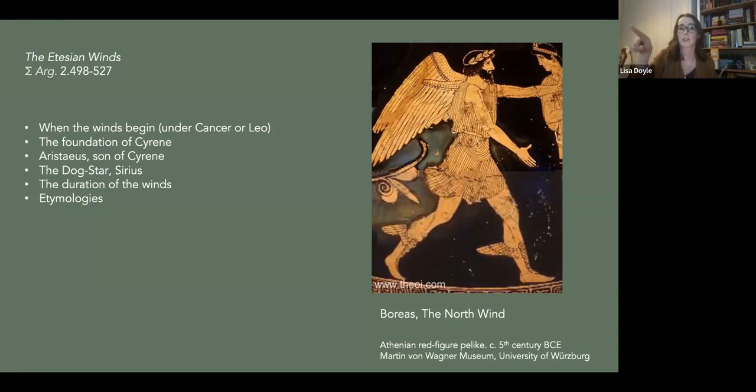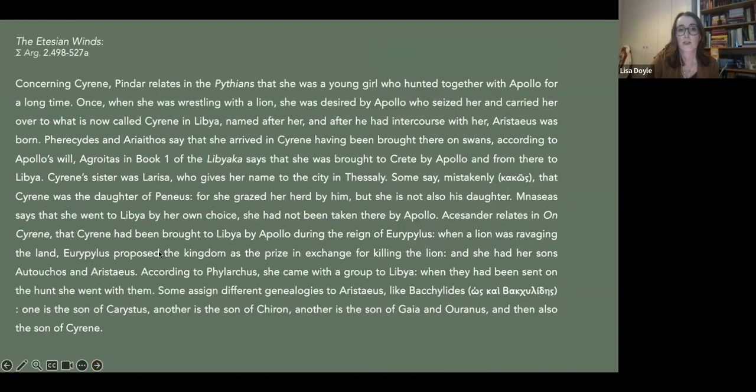So the commentators are concerned with when the winds begin. They're concerned with what I'm going to talk about and finish up on, the foundation of Cyrene. Then they talk about Aristaeus, the son of Cyrene. They talk more about the dog star. They debate the duration of the winds, and they include etymologies in there as well. So that's a very general overview because it's quite long. This is just the part I'm going to talk about. Obviously, I won't read through it all, but it's just to indicate the length of it to you.